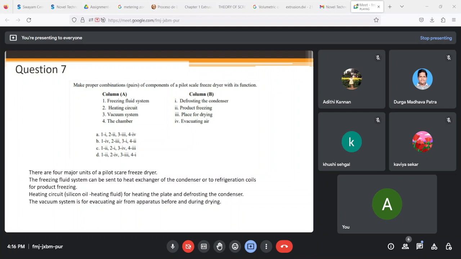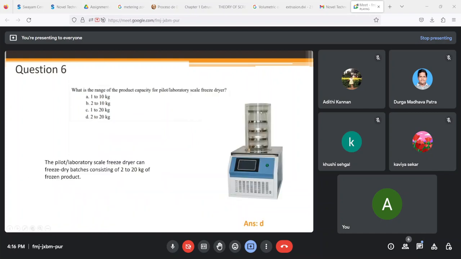And fourth is the chamber. The chamber is where you keep your product for freeze drying. As you see on the previous slide, it is kind of like a bell jar where you maintain very low pressures and very low temperatures, and this is where the freeze drying occurs. So in the previous slide, this is the chamber, where you keep your product. In each of these plates is where you will keep your food.